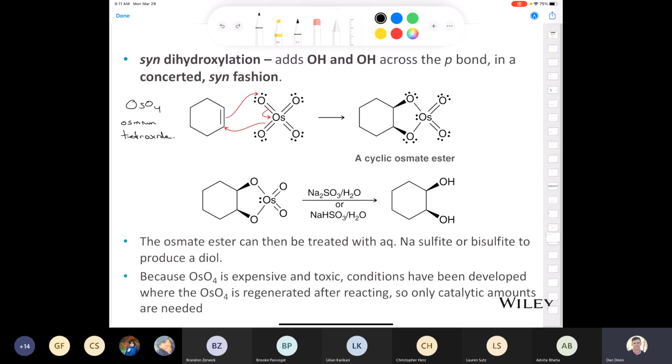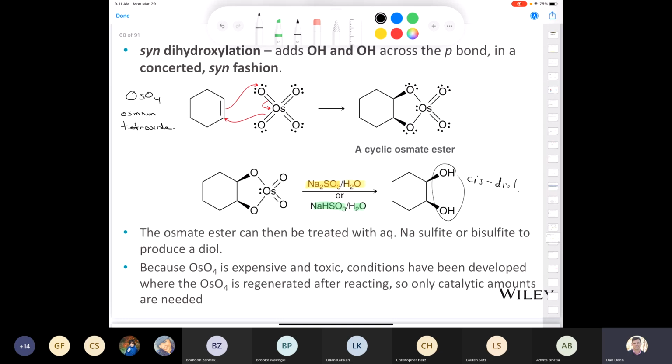Then you get two options. You can either treat it with sodium sulfite and water, or you can treat it with sodium bisulfite and water, and you end up with the diol. You end up with a cis diol, right? Both hydroxyls are on the same face of the molecule. The problem with this reaction, and it's a big problem, is that if you use sodium sulfite or whatever, it requires a stoichiometric amount of osmium tetroxide, and osmium tetroxide is very toxic.